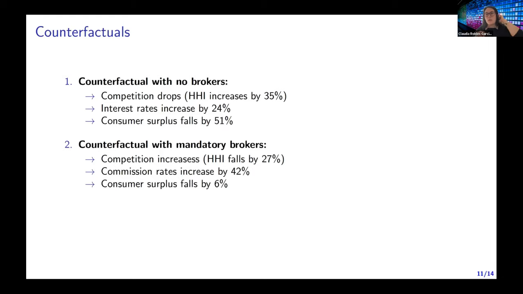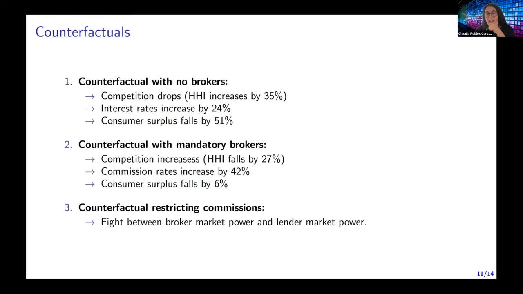But I think the reason I wanted to run these two extreme counterfactuals is that once you see these two extremes, you realize that what's really driving efficiency in this market is the fact that you have both branches and brokers competing downstream. And finally, the last counterfactual is, okay, imagine we want to keep both. We want to keep direct sales and broker sales. What's going to happen if we restrict the way brokers get paid?